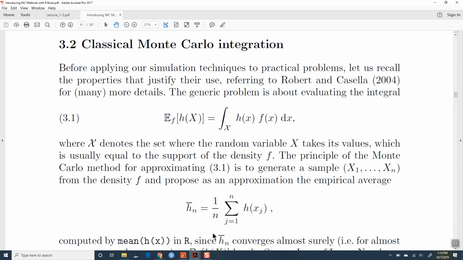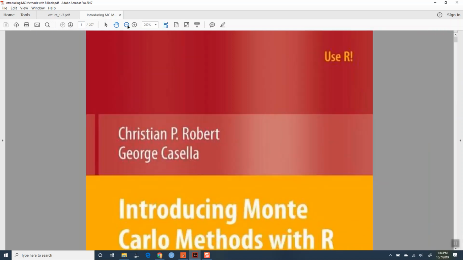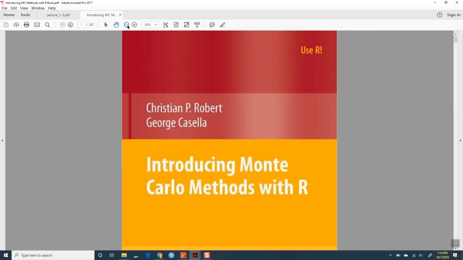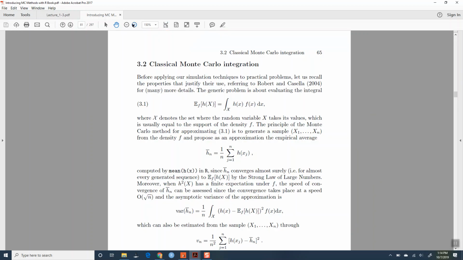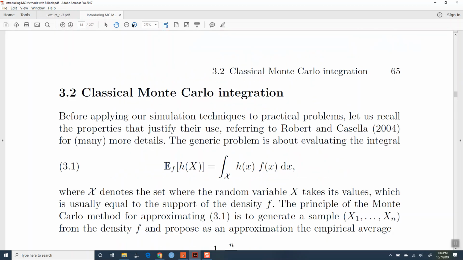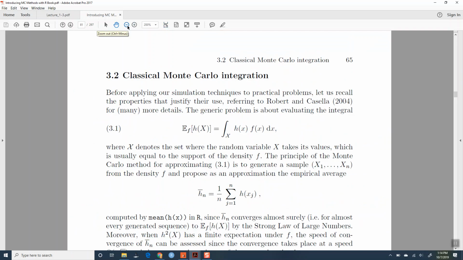Let's bring this back, and I'm going to show this from the textbook, Introducing Monte Carlo Methods with R. I'm going to do things a little bit out of order. I think it's okay. We're going to start with classical Monte Carlo integration. And this is what we want. This is the thing that we are after.